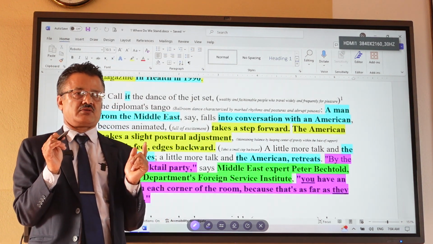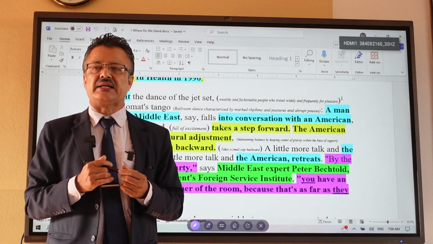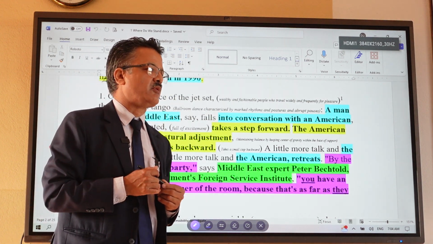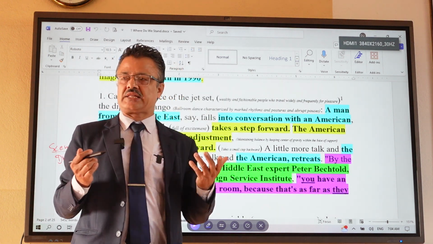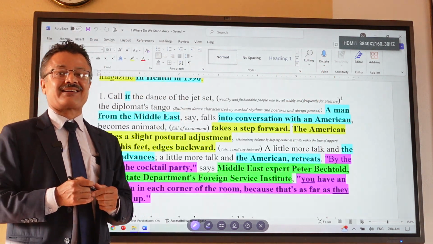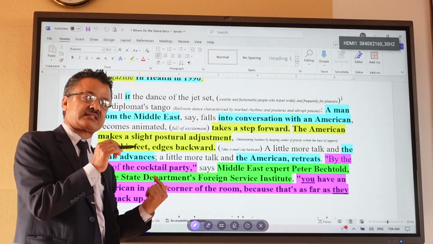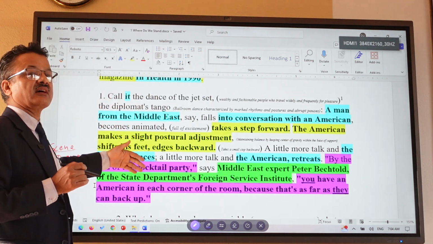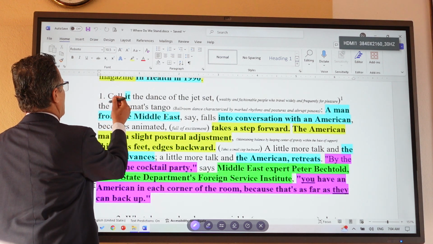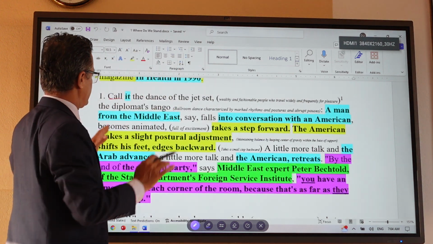Writers have a challenge. What challenge? They need to attract the reader's attention, otherwise they will not read. So they use various techniques. One such technique that Lisa Davis uses in this essay is presenting a dramatic scene. Look here, she begins with an imperative verb. Call it the dance of the jet set, and she goes on.